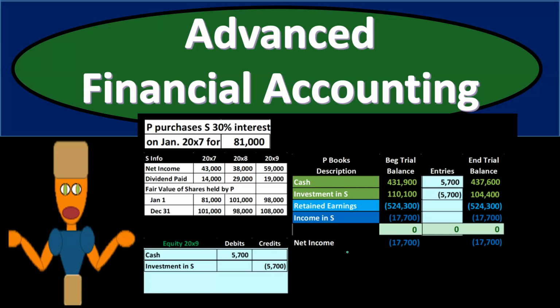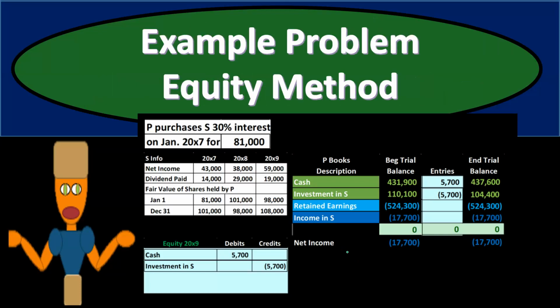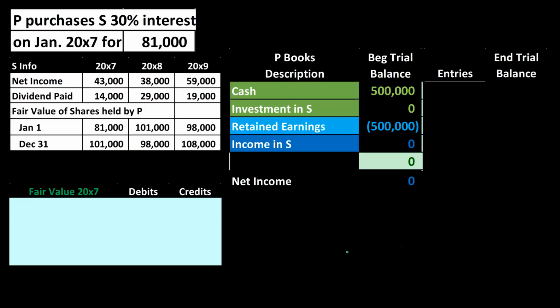Advanced Financial Accounting. In this presentation, we're going to take a look at an example problem related to the equity method. So we're going to have one company that's going to be purchasing an investment in another company. We can handle that in a couple different ways. In this presentation, we'll be taking a look at the equity method, which is typically the method that will be used when there is significant influence.